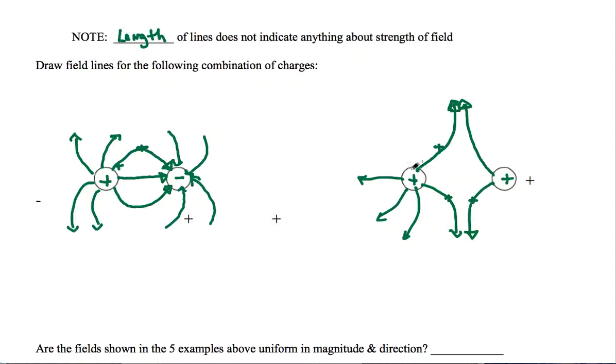So I can continue this in all directions around. Okay, so our field lines look something like so. Now this would be the same kind of symmetry for negative negative. The only difference is all the field lines would point inward instead of outward.